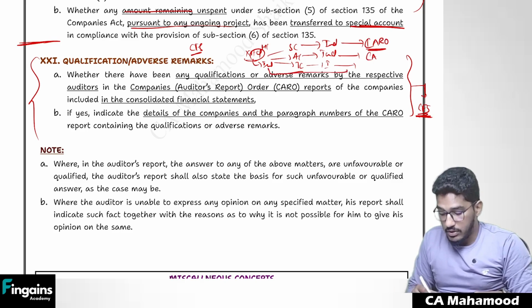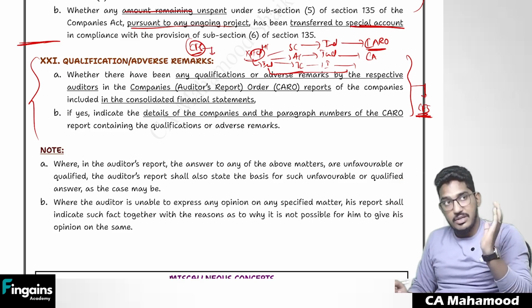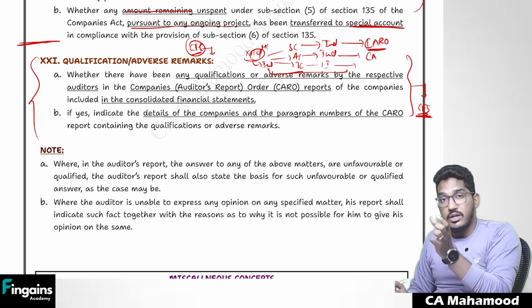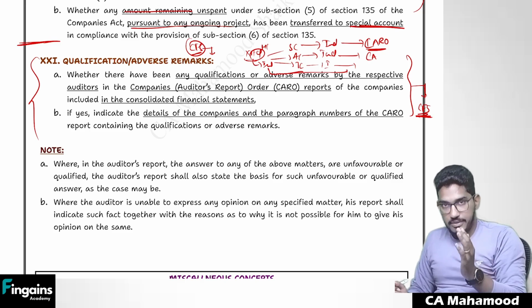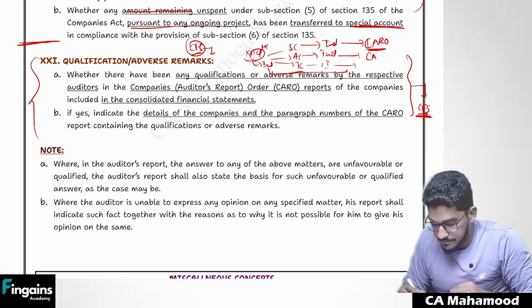Now I have to comment in the audit report of the consolidated financial statements: for whatever companies are included in the consolidated financial statements, in their company audit report, in their CARO reports, did the auditor give any negative comment? If yes, for which paragraph the negative comment was given, I have to explain it.